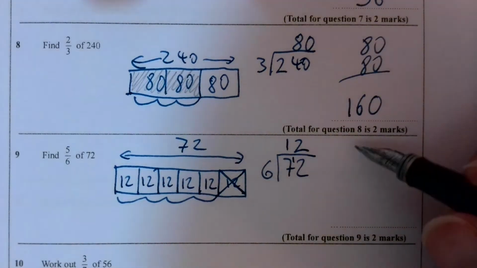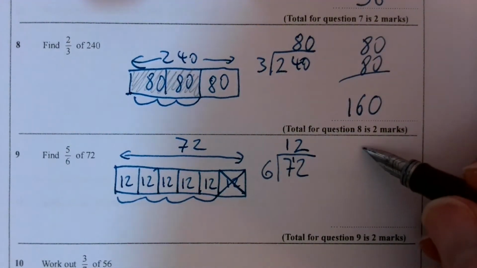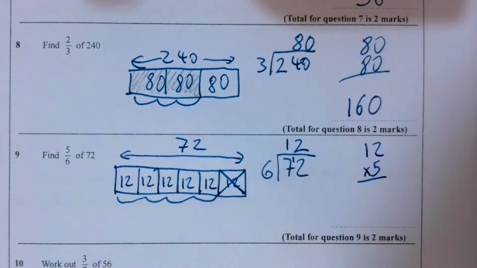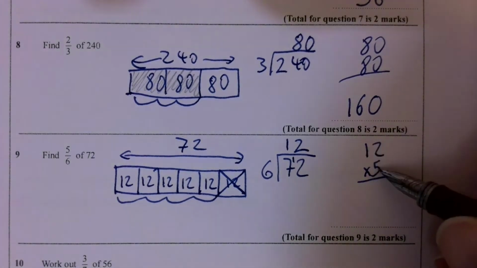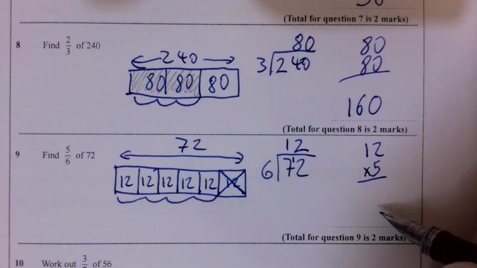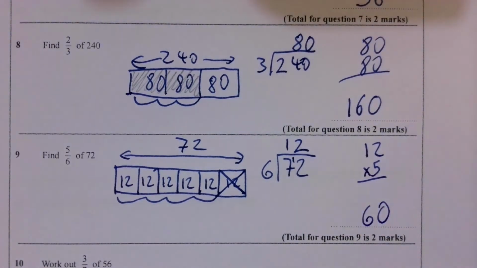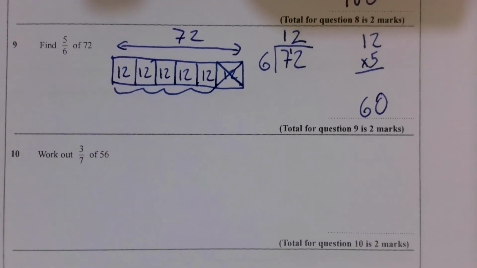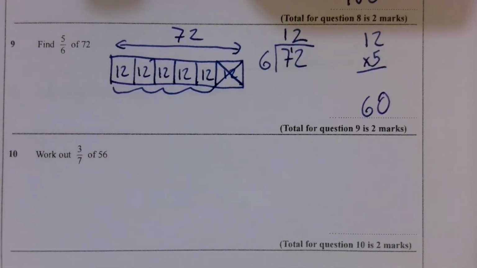So I want 5 times 12. And 5 times 12, well, if I'm going to times something by 5, I could times it by 10 and halve it. So 10 12s are 120, half that is 60. And we actually did 5 times 12 is 60 a minute ago, didn't we? So 60 is our answer. Last one of these sort of basic finding a fraction of an amount then. 3/7 of 56. Pause the video and give it a go.